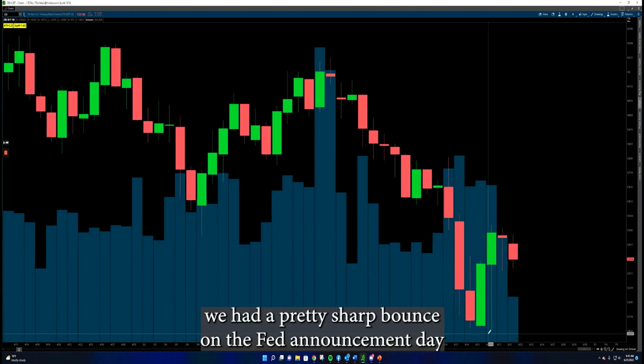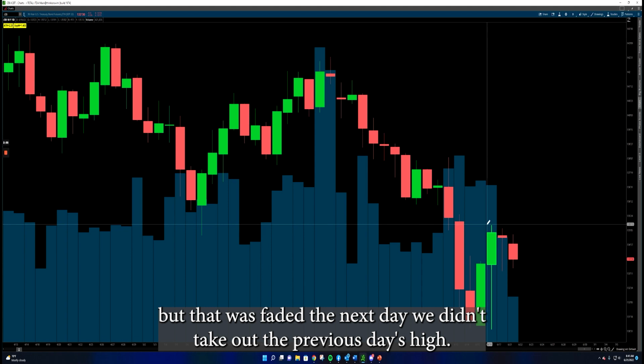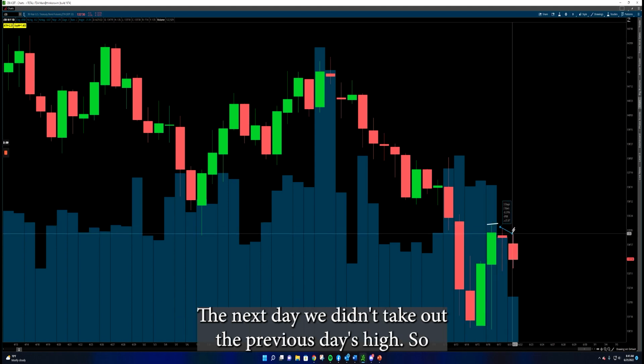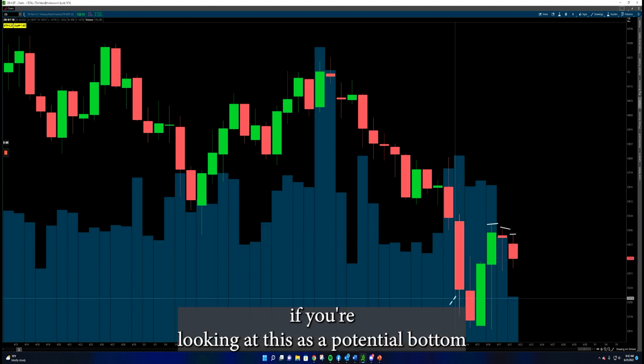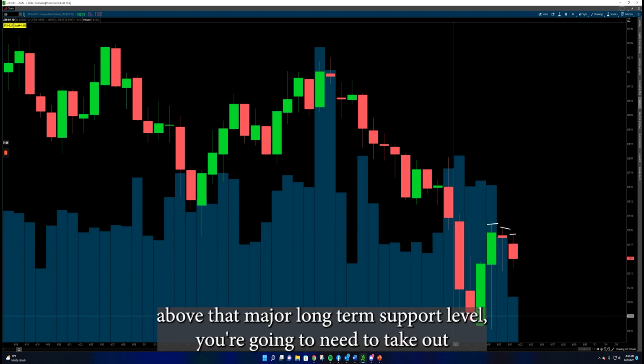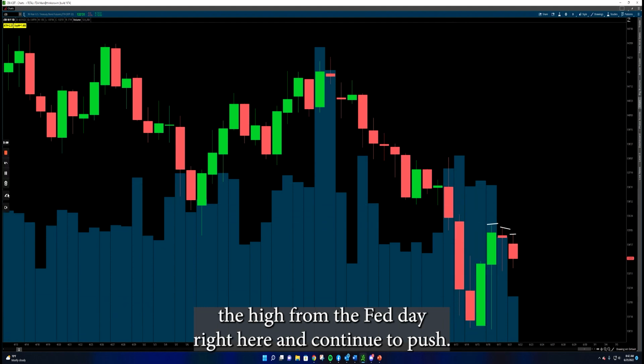Last week, we had a pretty sharp bounce on the Fed announcement day, but that was faded. The next day, we didn't take out the previous day's high. So if you're looking at this as a potential bottom above that major long-term support level, you're going to need to take out the high from the Fed day right here and continue to push.